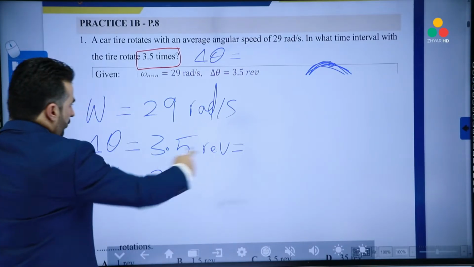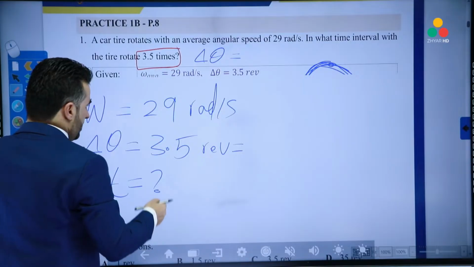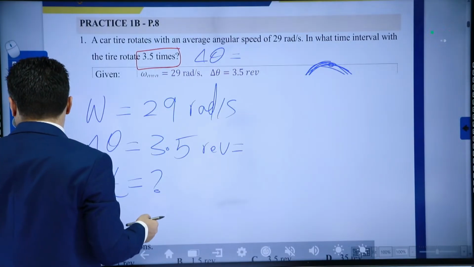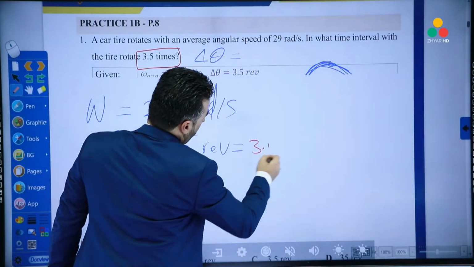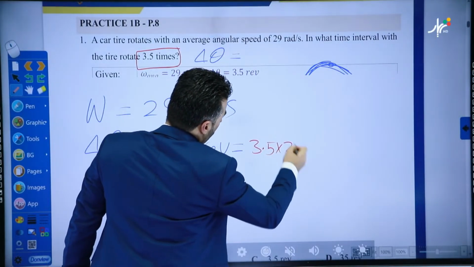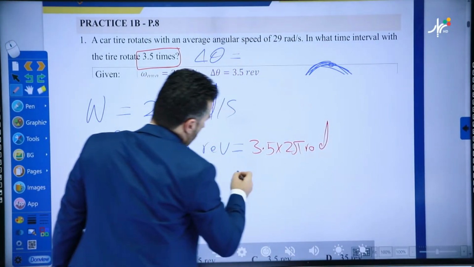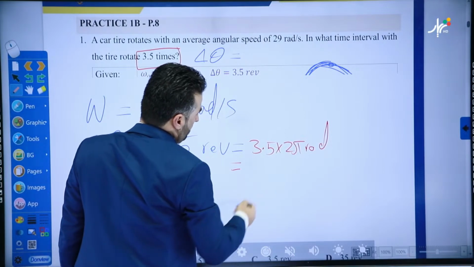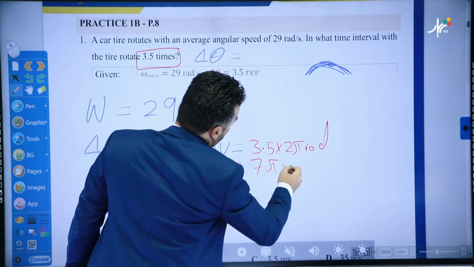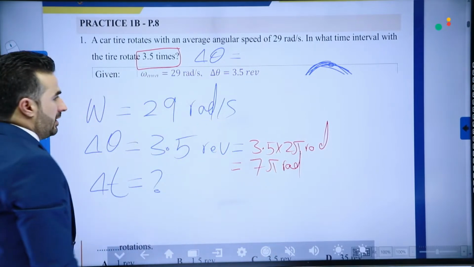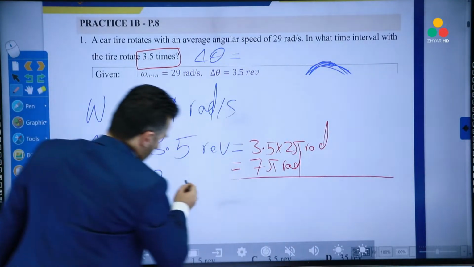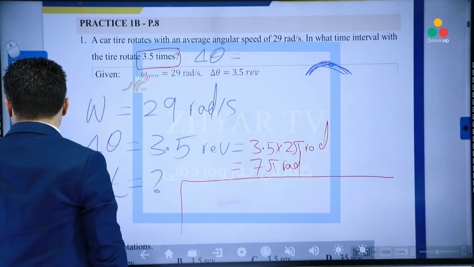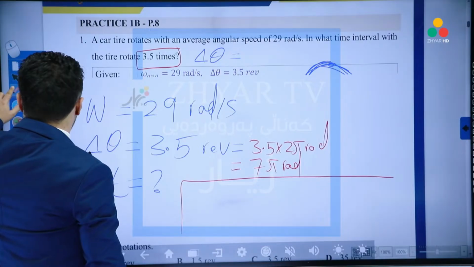So now let's convert this 3.5 revs. You know that each revolution is equal to how many pi radian? Equal to 2 pi radian, yeah? So 3.5 times 2 pi radian, and 3.5 times 2 is going to be 7 pi radian. Now you can continue and complete the question.